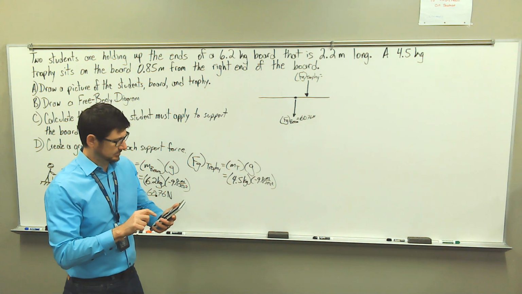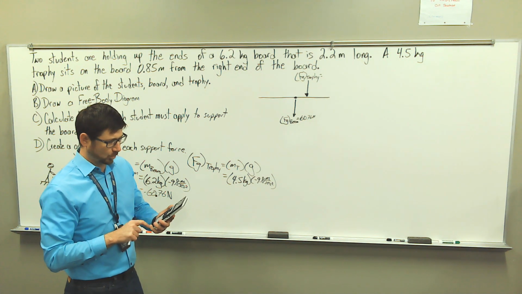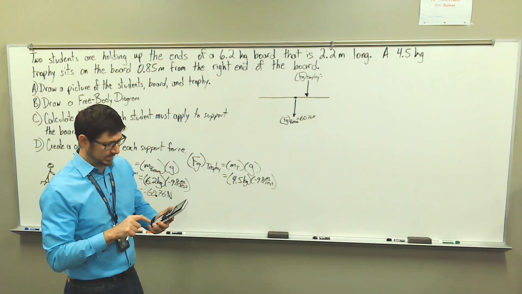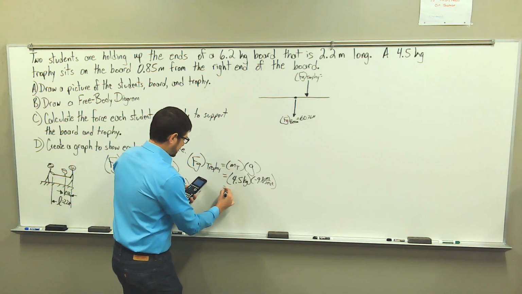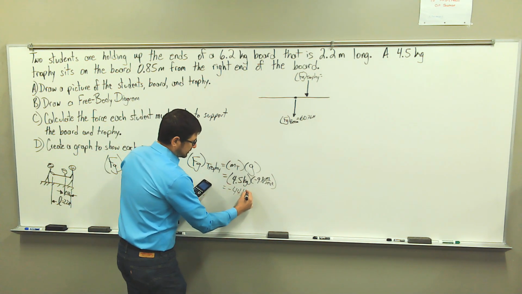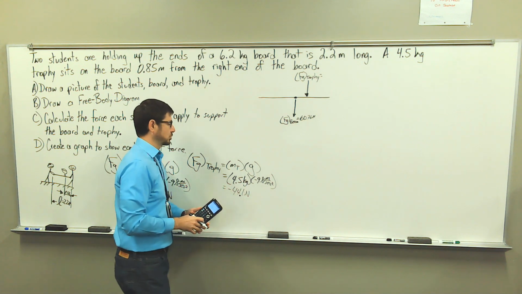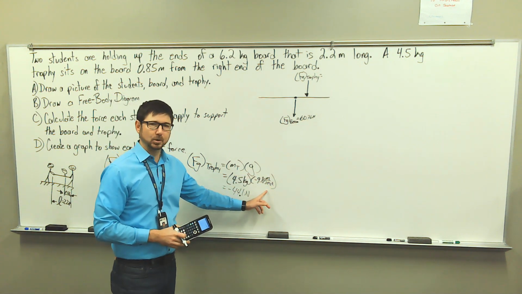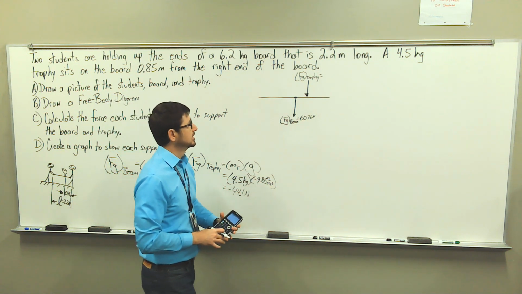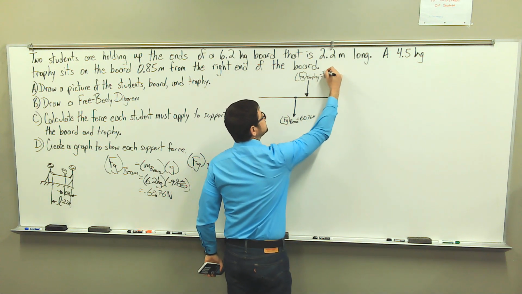So once again, let's calculate this, 4.5 times negative 9.8. I've got negative 44.1, and we have units of newtons. Once again, kilogram times meter per second squared is a newton. So 44.1.